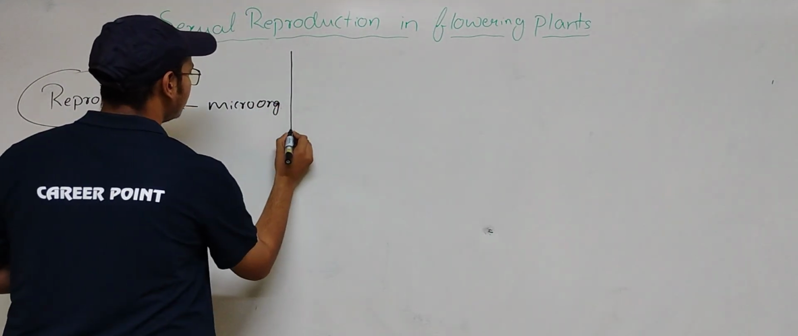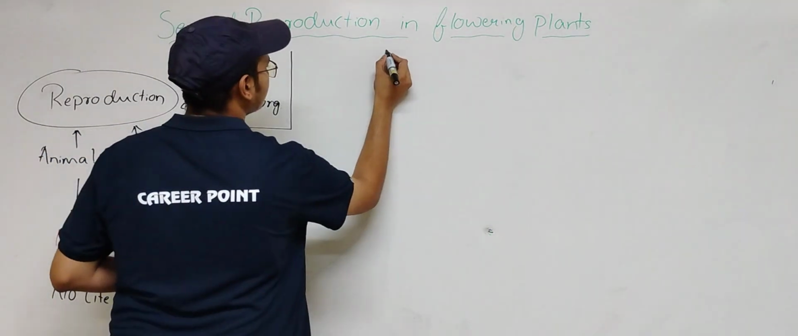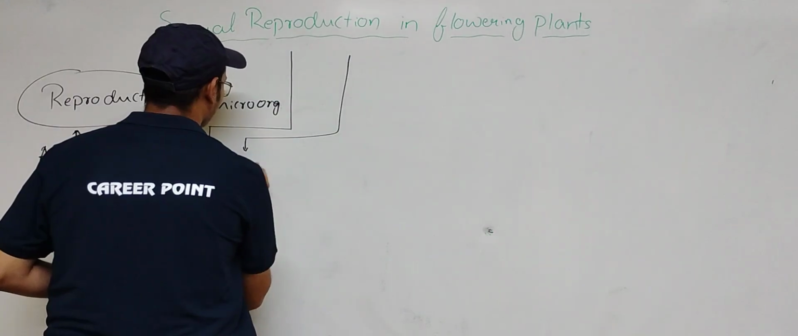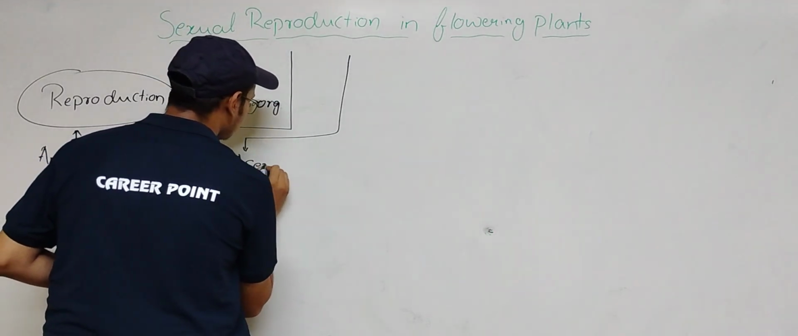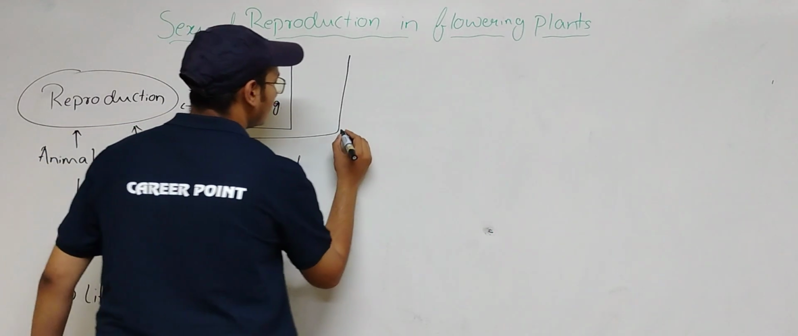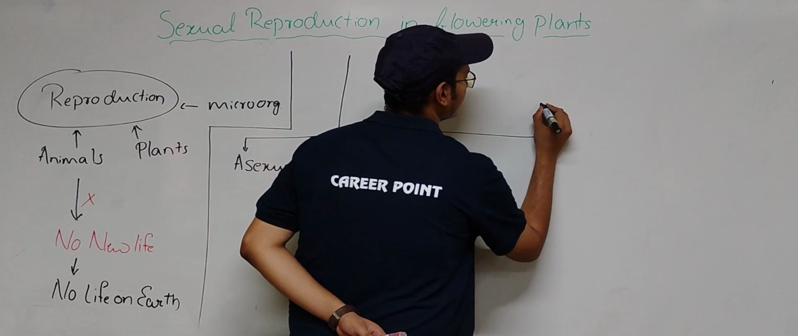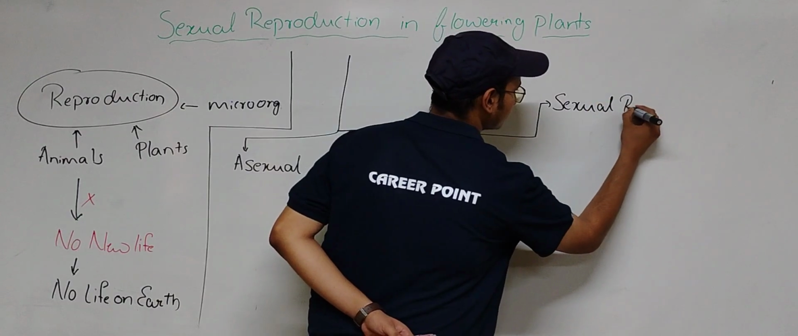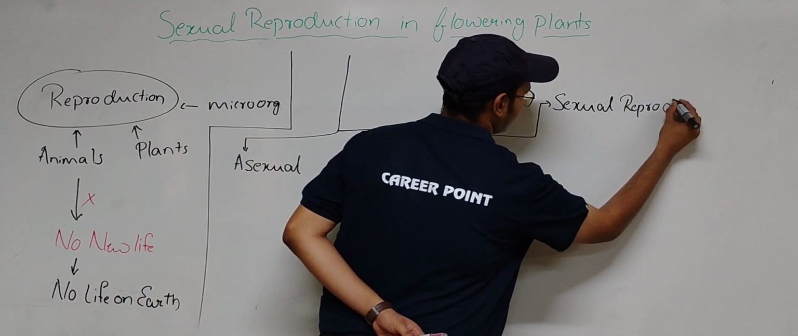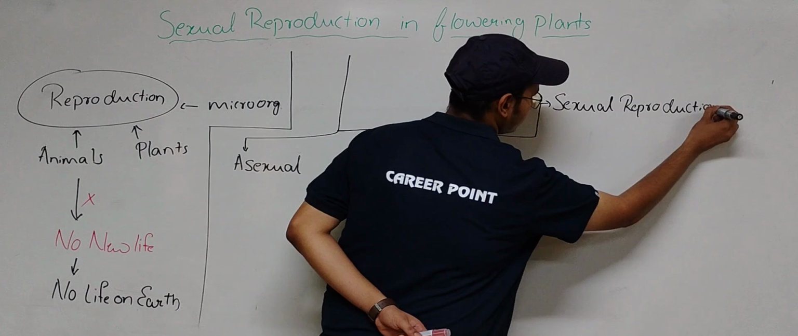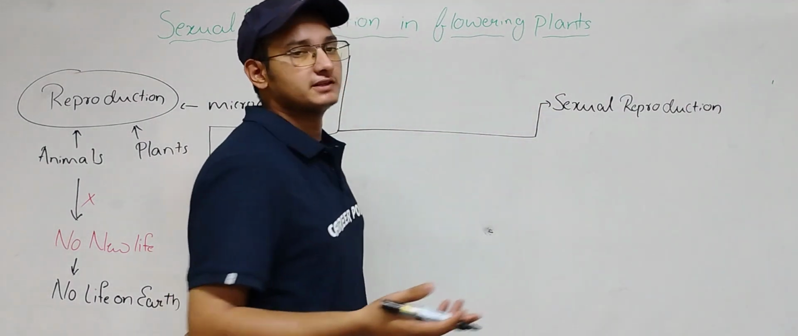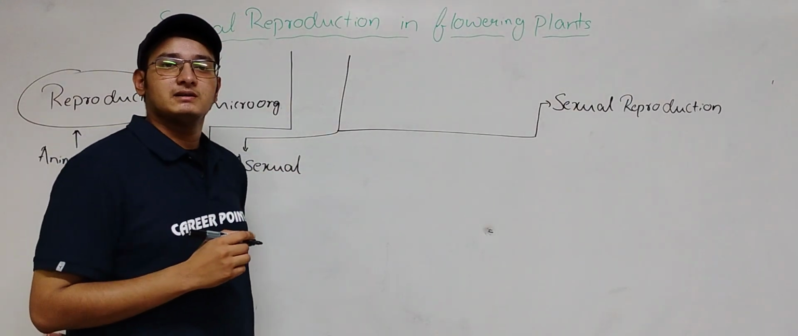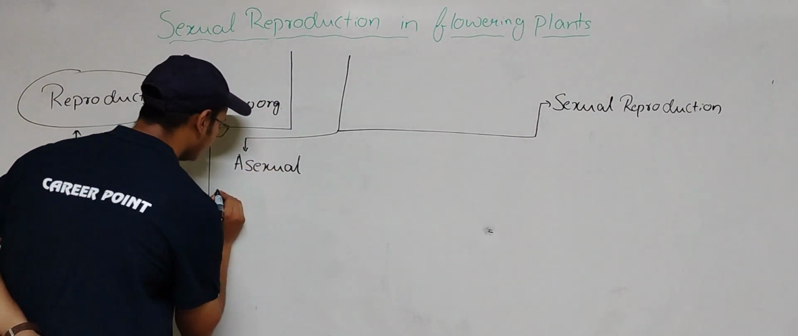And coming to types of reproductions, there are two kinds of reproductions. One is asexual reproduction and sexual reproduction. Our topic is about sexual reproduction, but we must also know about what is asexual reproduction. We have seen this in first year. What is asexual reproduction? Here the fusion of gametes doesn't take place.